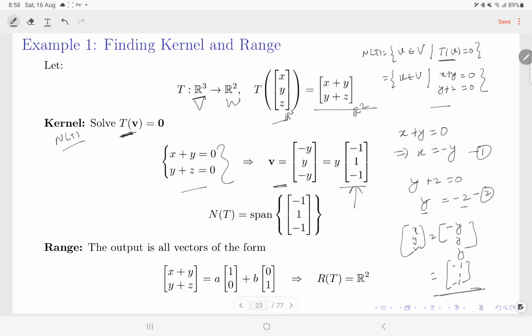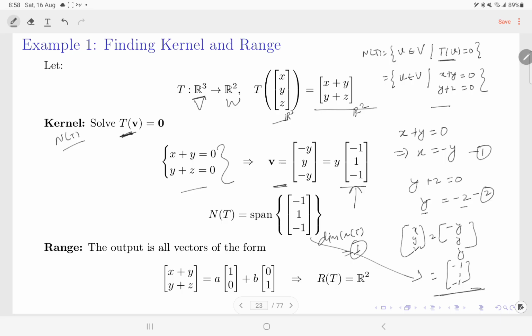This will be the basis for your null space. Yes, this is nothing but this one, which spans the null space of T. And then what will be the dimension of this null space from here? This will be 1 only. What about range of T?